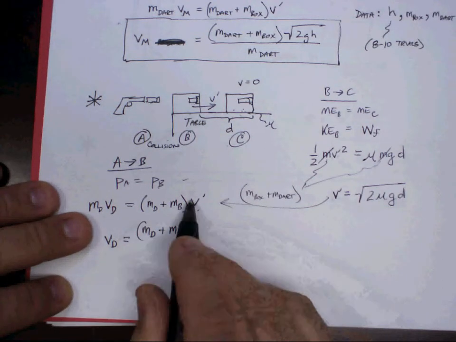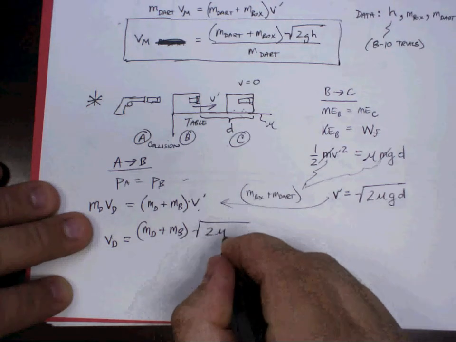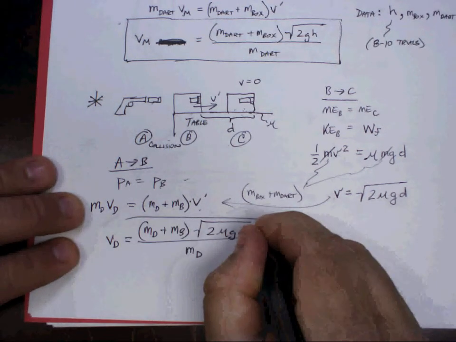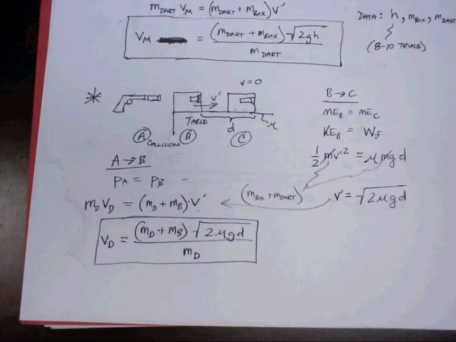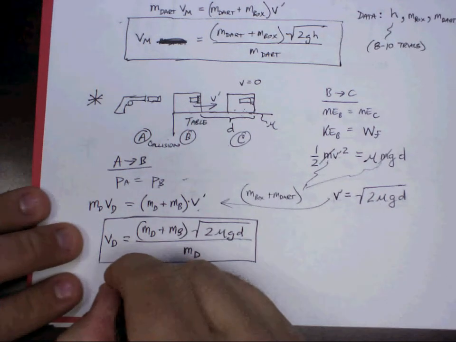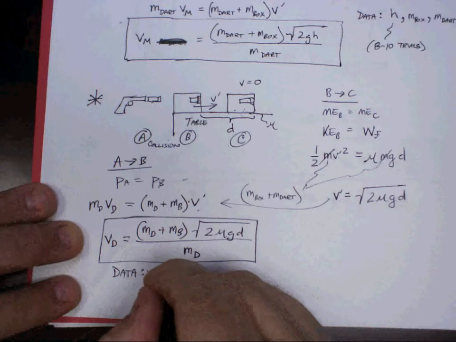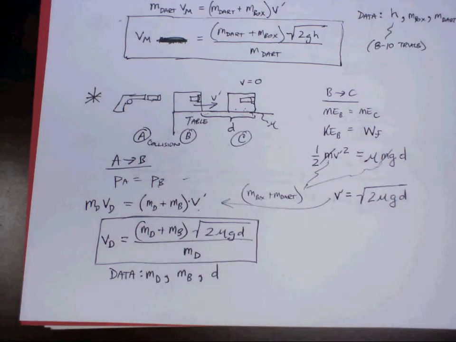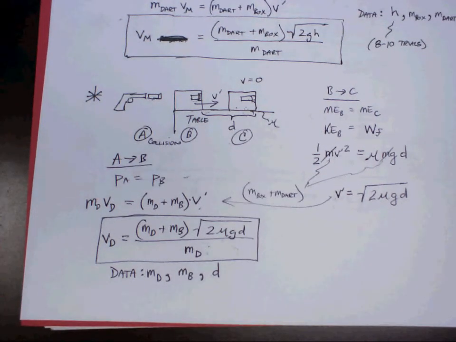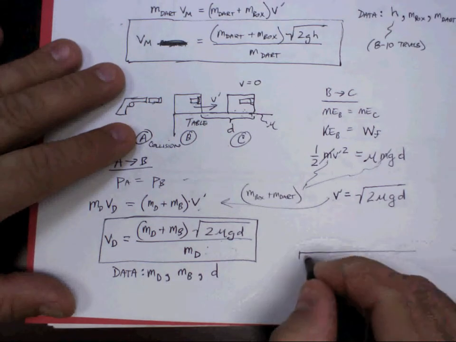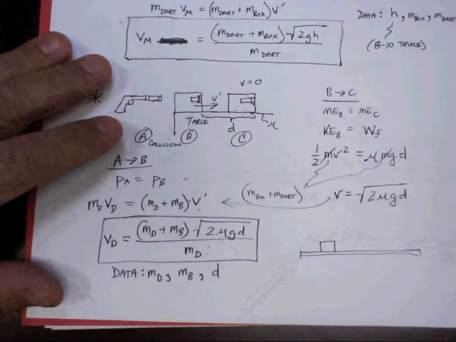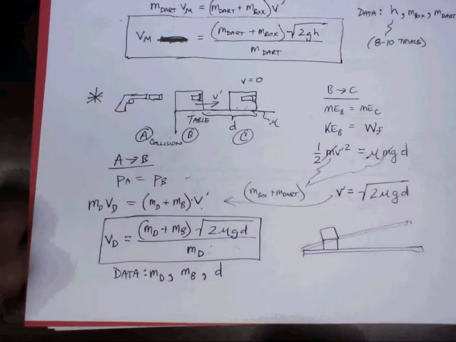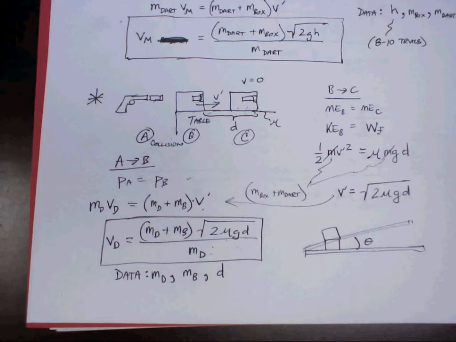After they hit and move off together, what is the momentum? Mass of the dart plus mass of the box times what? Well, the velocity they move off together, which we're going to know from there, right? So now it's just a matter of solving for the velocity of the dart, and you get mass of the dart plus mass of the box times the square root of 2 mu g d, all over what? Mass of just the dart. So here is our final equation for this.